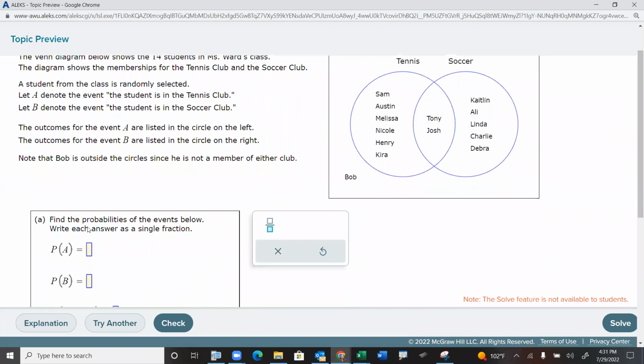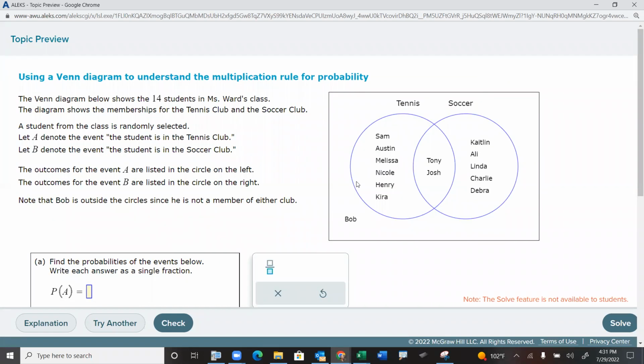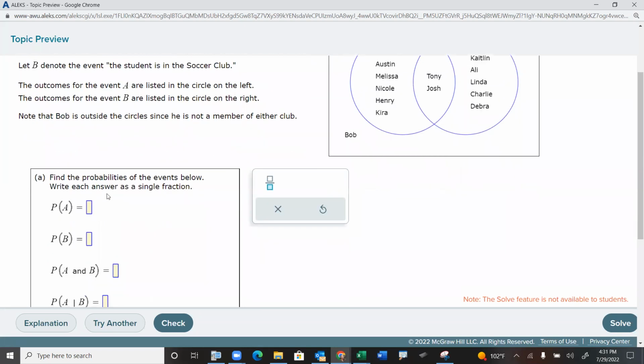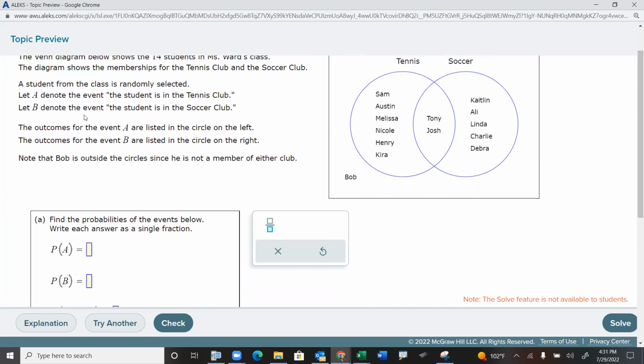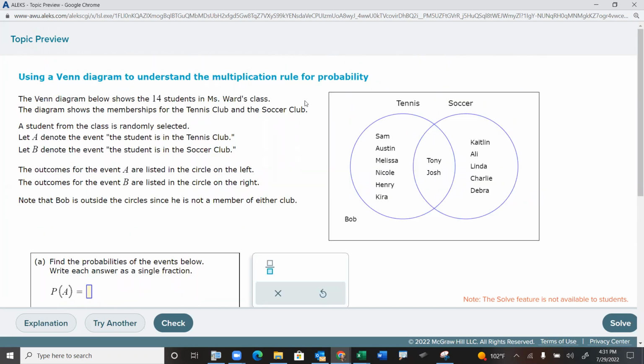So then it says, let's go find the probabilities. Oh, and then there's Bob here, who is not in Miss Ward's class, and he's not on the tennis or the soccer team. So find the probabilities of the events below. All right, probability of A. So A is, you can pick somebody random from the tennis club. Well, there are 1, 2, 3, 4, 5, 6, 7, 8 people out of these 14 on the tennis club.